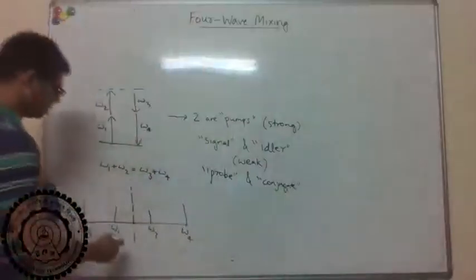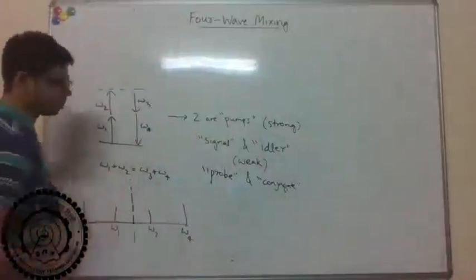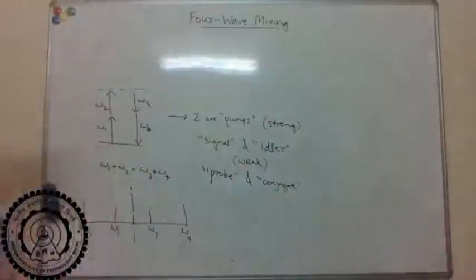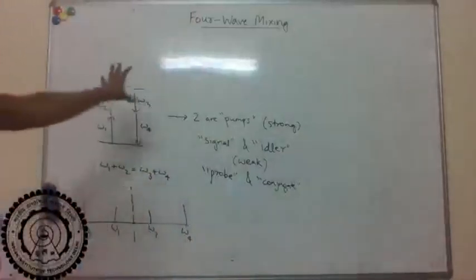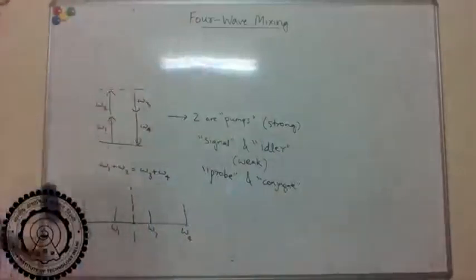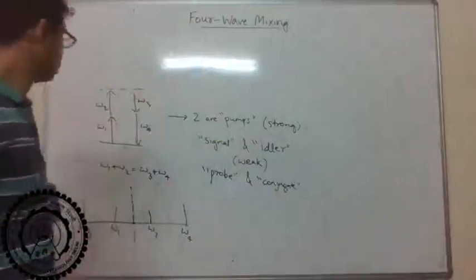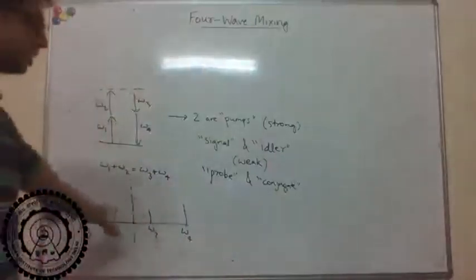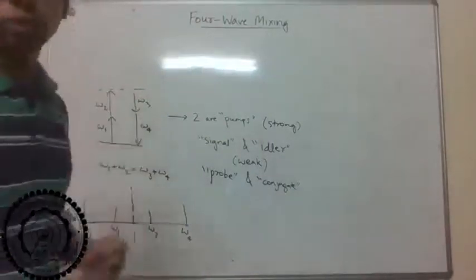So, for example, any two of these could be pumps, and of the other two, one could be signal and one could be idler. Those would be different kinds of four-way mixing interactions, but in general, this kind of interaction is four-way mixing. Two photons are annihilated, two photons are created. Of course, they have to have frequencies like this, and two of them are strong compared to the other.